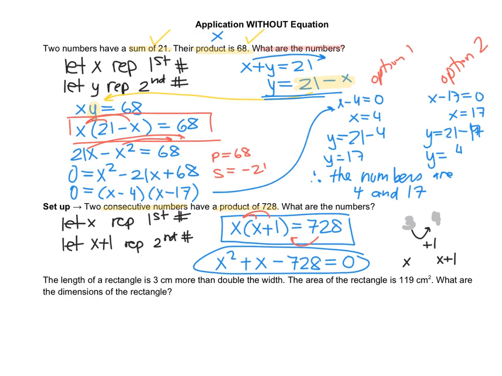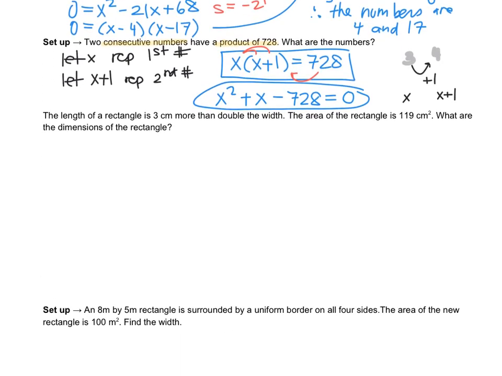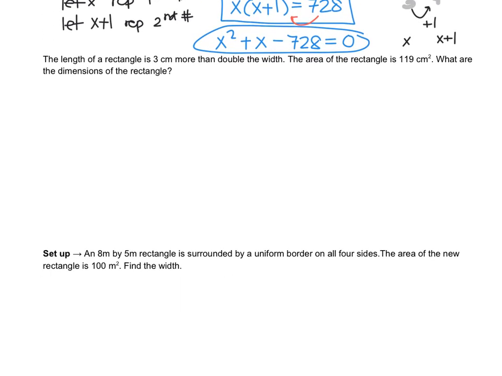Now, let's try a different type of example, and here we're going to look at rectangles and area. The length of a rectangle is 3 centimeters more than double the width. This seems important, so I'm going to highlight it. The area of the rectangle is 119 centimeters squared. What are the dimensions of the rectangle?